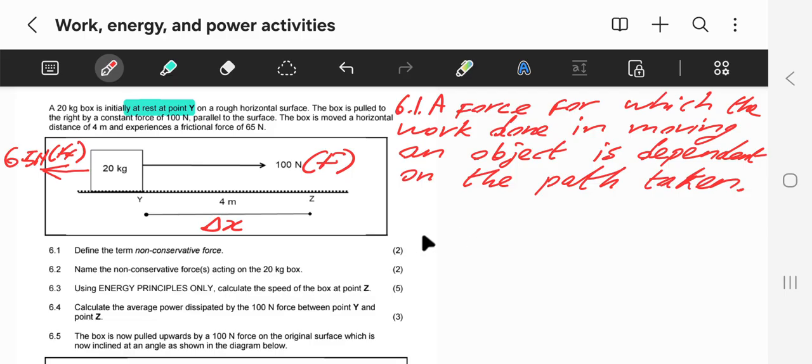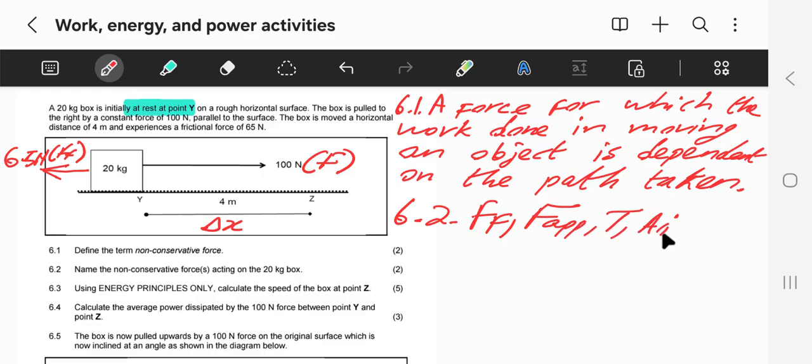Then we go to 6.2. 6.2 says we have to name the non-conservative force acting on the 20 kg box. We have to firstly remember, guys, the types of non-conservative forces that we have. Okay, we have the force of friction, we have force applied, we have tension, and we also have air resistance. This is based on the previous video whereby we were discussing the theory around this topic. We also have air resistance. Okay, I won't write the whole way there.